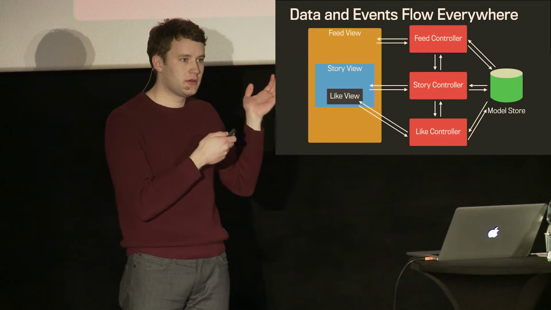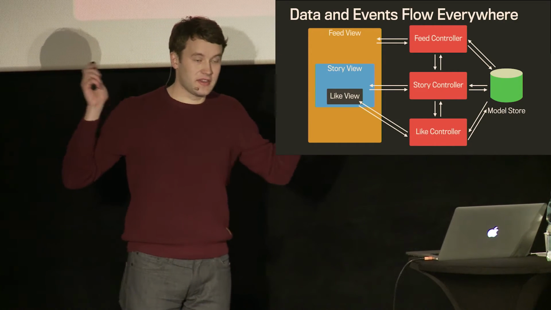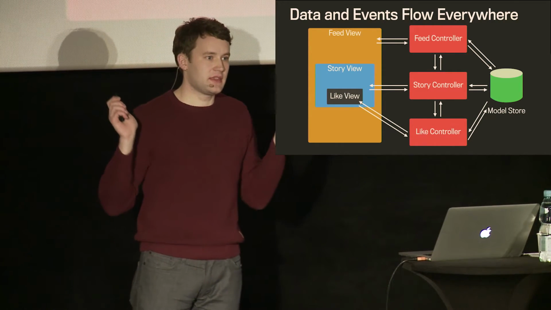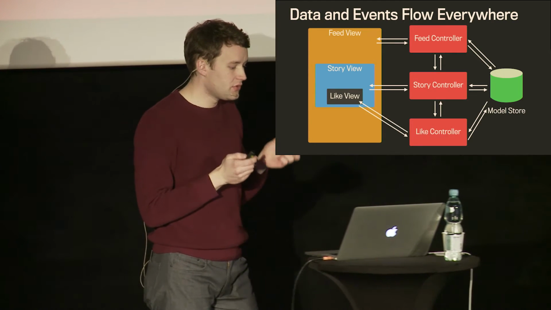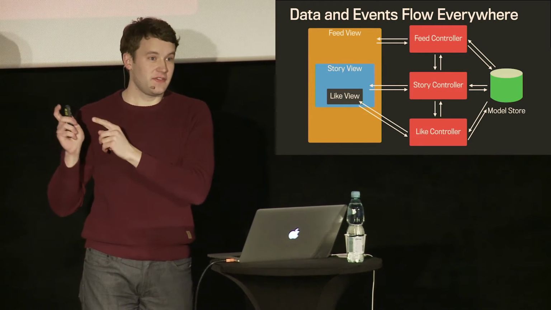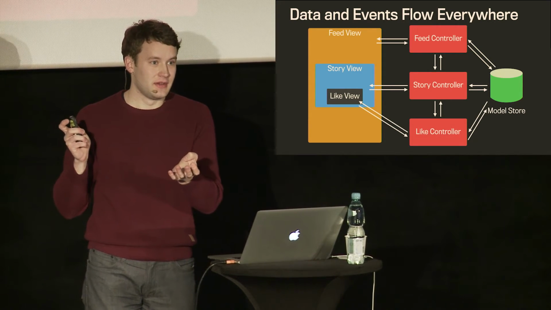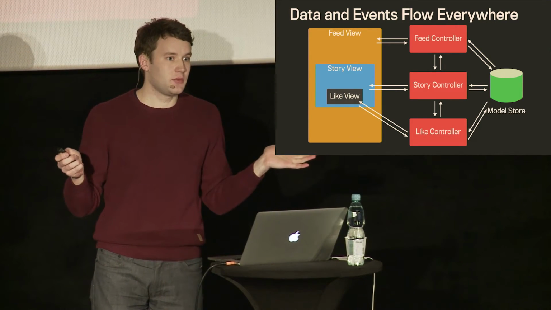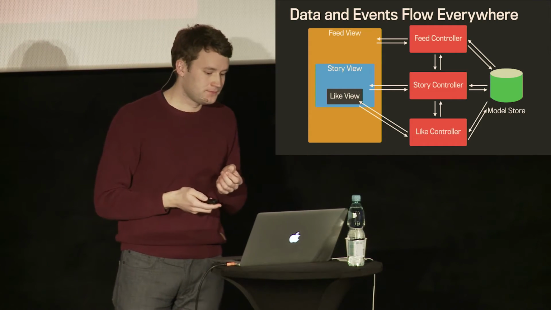And what's the problem here? 16 arrows, that's a lot of arrows. There are a lot of different directions that things can take. And it's really, really hard to understand it all. And this is only a very simplified feed with nothing but a like button. Imagine what the real feed would look like with all of the complexity that you have.